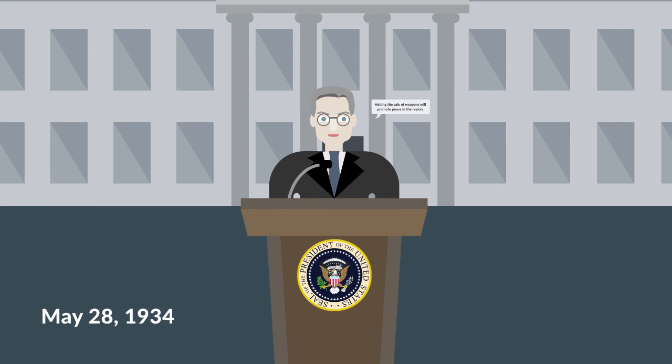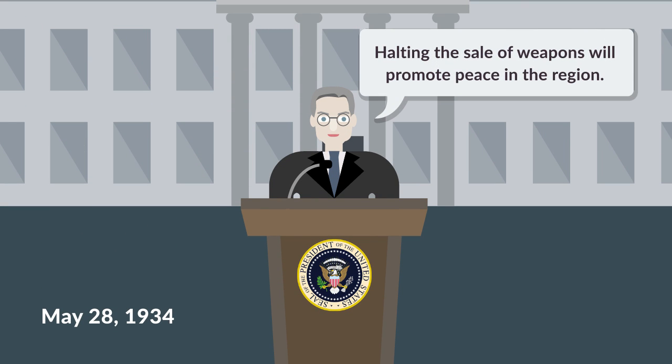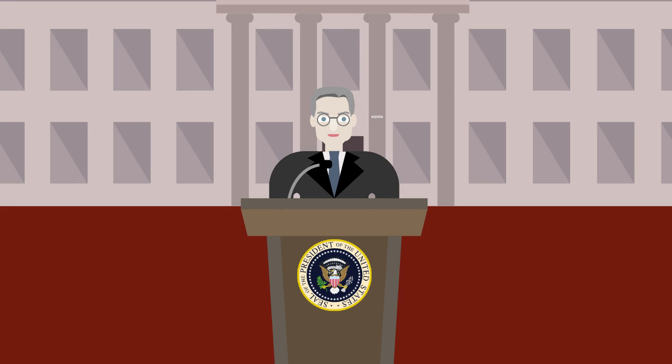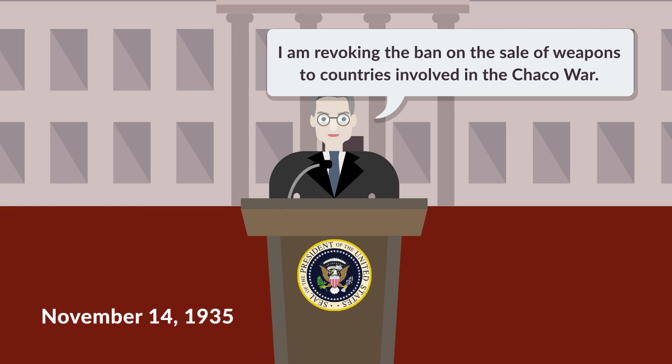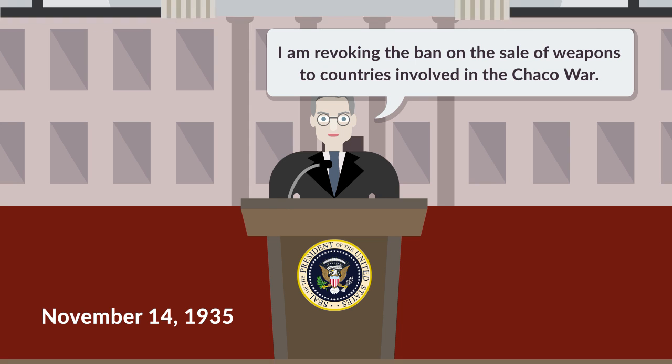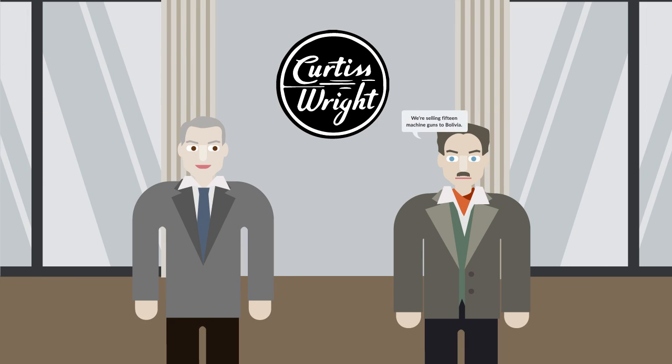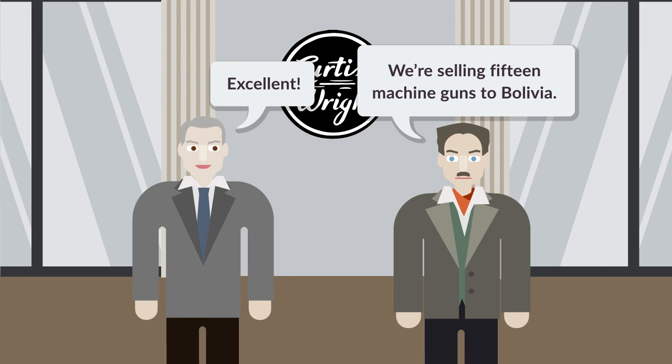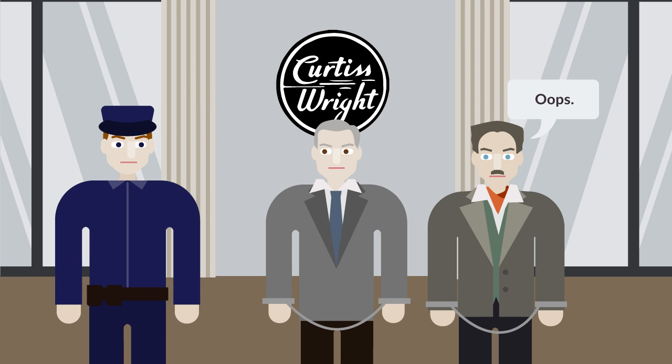President Franklin Roosevelt activated the ban by proclamation that same day. The ban remained in effect until November 14, 1935, when it was revoked by a second presidential proclamation. During the ban, the Curtiss-Wright Export Corporation, a weapons manufacturer, conspired to sell 15 machine guns to Bolivia. Shortly after the ban was lifted, Curtiss-Wright was indicted in federal district court for selling the weapons.